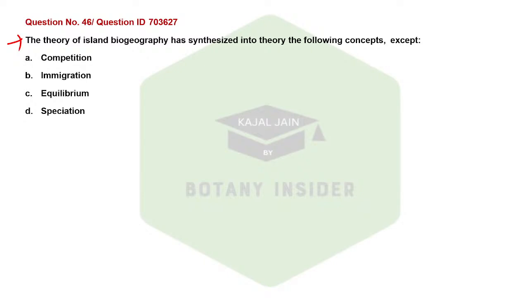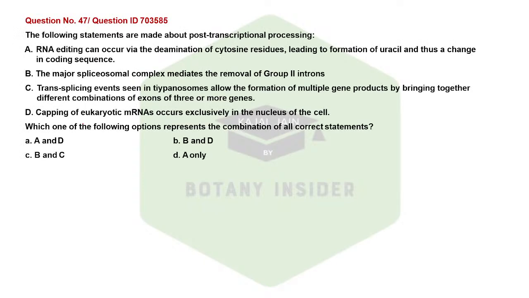Competition, immigration, equilibrium, speciation. So, what should be the correct answer? Speciation should be the correct answer for this question. Why? Because we do not study the concept of formation of two new species in any format, right? That's why D is the correct answer for this particular question. Speciation is nowhere involved, or does not get utilized in this concept of the theory of island biogeography, right? That's why D is the correct answer. Yes, Piyush, D is the answer.